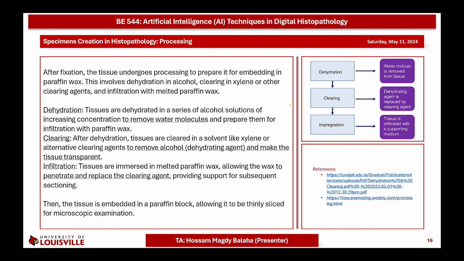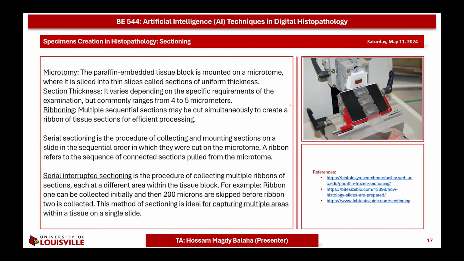Finally, the tissues are immersed in melted paraffin wax, allowing the wax to penetrate and replace the clearing agent, and it can provide support for the subsequent sectioning. The next step is sectioning. Commonly, microtomy is used to apply sectioning of the sample.